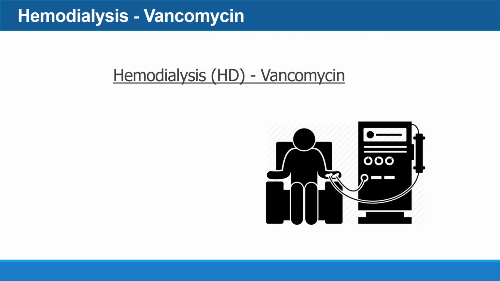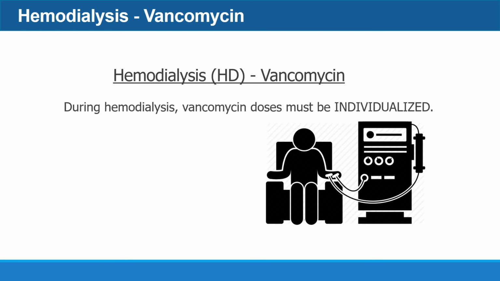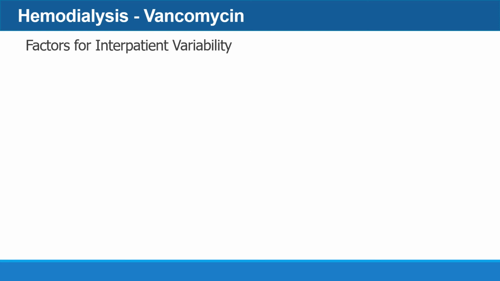How do we dose vancomycin in hemodialysis patients? During hemodialysis, vancomycin doses must be individualized. Why? Because there's interpatient variability. Here are some factors for interpatient variability.